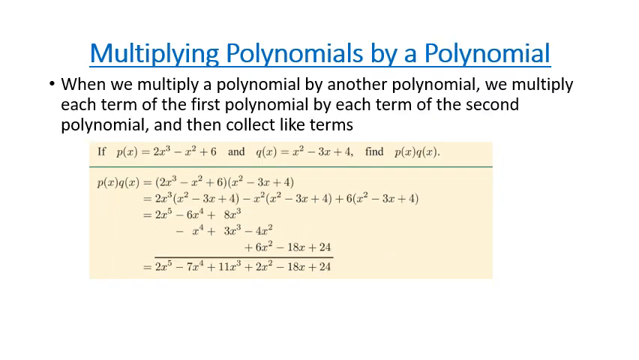Now, when we're looking at multiplying polynomials by polynomials, we basically multiply each term of the first polynomial by each term of the second polynomial. So this is really just an extension of expanding brackets, where we need to make sure that we multiply every term in the first function by every term in the second function. Once we've done that, we can collect like terms, and that's what's happening here. We're just collecting like terms and then simplifying our expression.